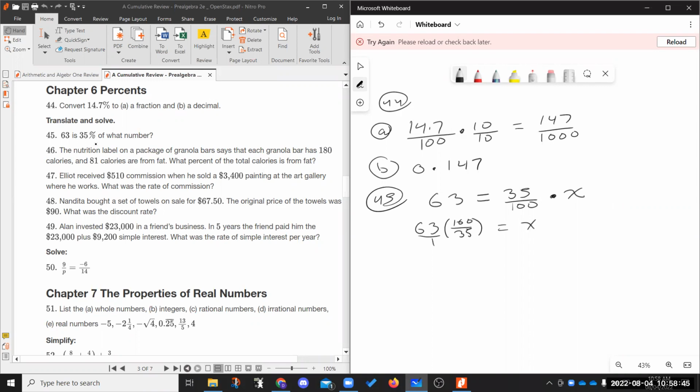And so let's start reducing here. That 5 goes into 35 7 times. 5 goes into 100 20 times. 7 goes into 63 9 times. And 9 times 20 is going to be the same as x. So x is going to be equal to 180.